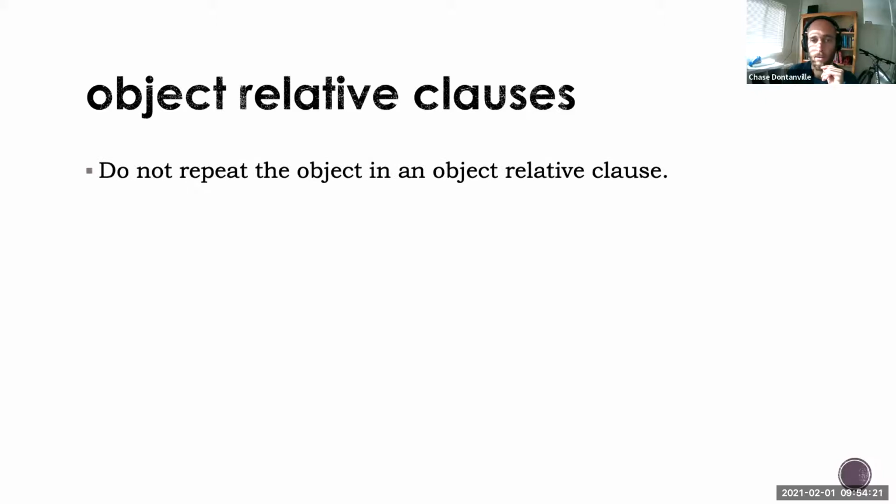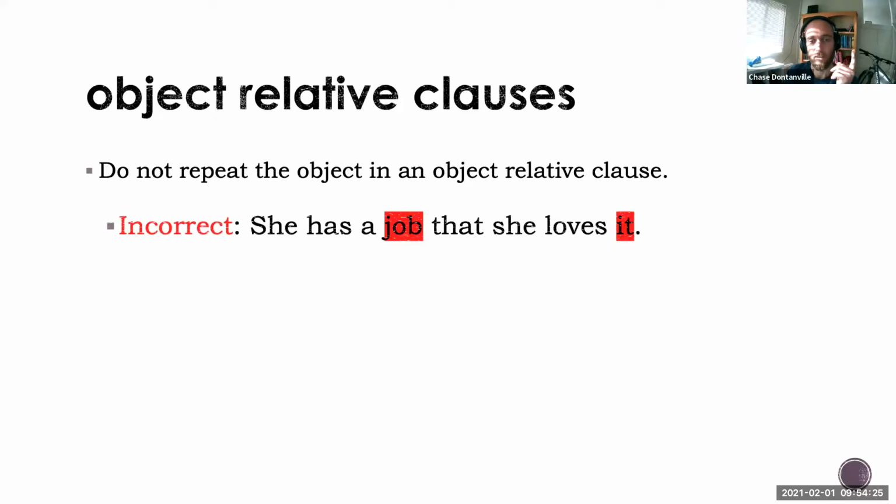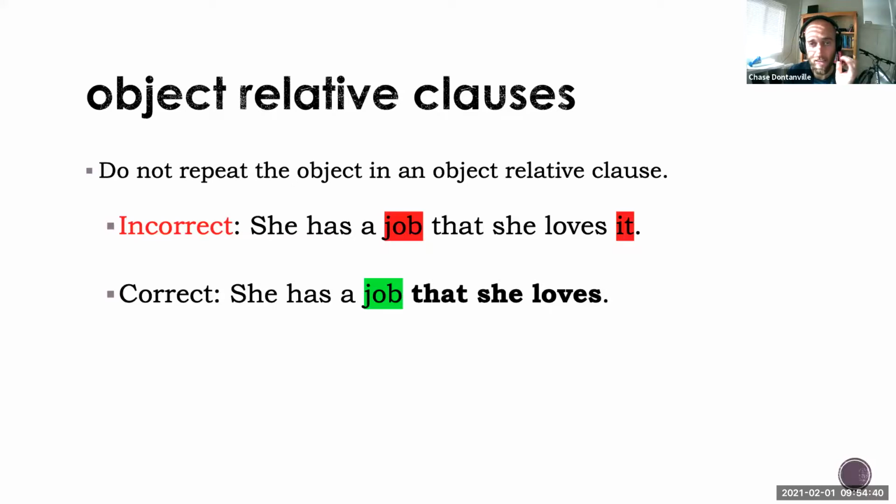Do not repeat the object in an object relative clause. So this is incorrect. She has a job that she loves it. So it means the job, right? But in an object relative clause, you do not repeat the object. You say she has a job that she loves.